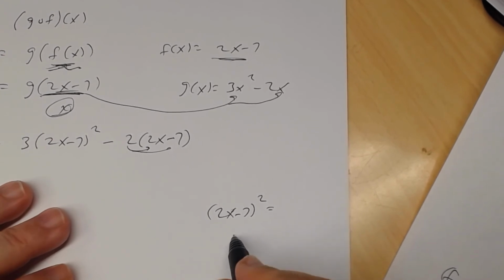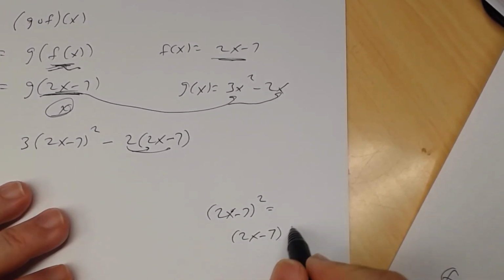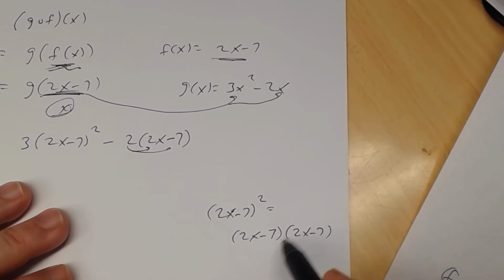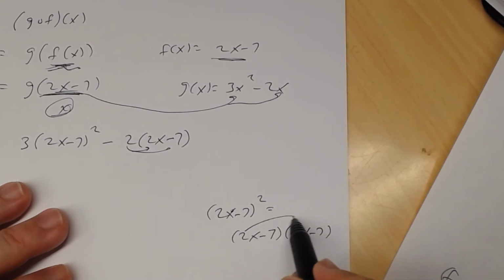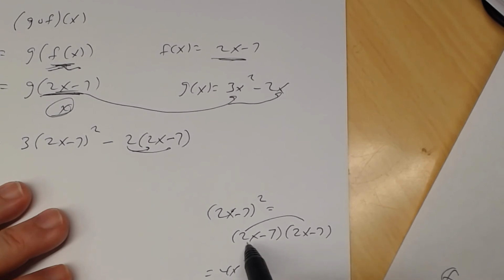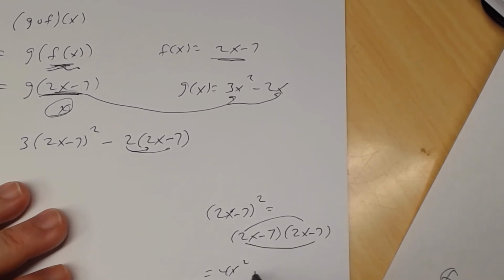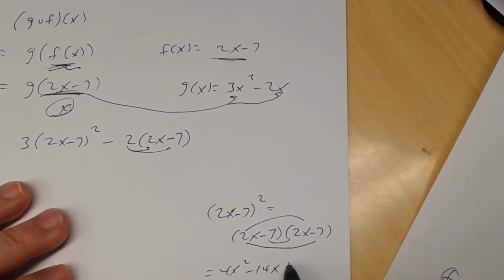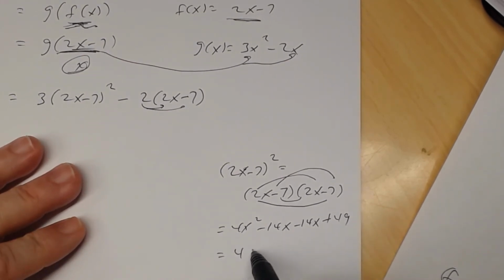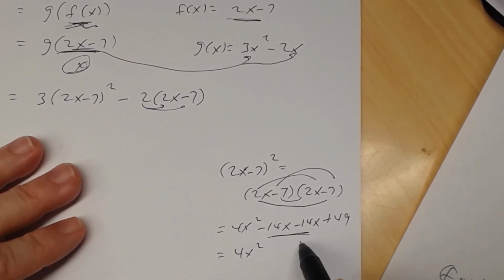Well, 2x minus 7 squared is 2x minus 7 times itself. So when I use the FOIL method, 2x times 2x is 4x squared. The outer is a negative 14x. The inner is also a negative 14x. But the last, a negative 7 times a negative 7 is a positive 49. Then combining like terms, I get 4x squared, a negative 14x and a negative 14x is a negative 28x, and then plus 49.